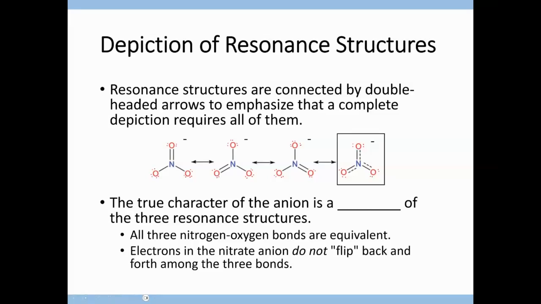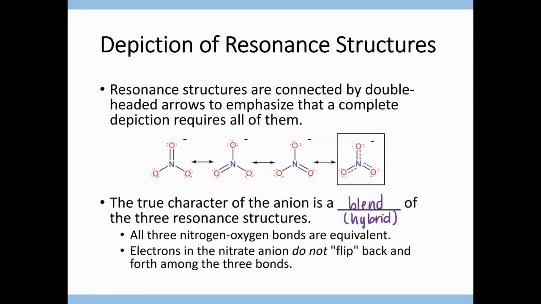The true NO3 minus ion is a hybrid of all 3 resonance structures. So in reality, NO3 minus does not ever exist as only this structure, or only this structure, or only the 3rd structure. It exists as a hybrid of all 3, where we have partial double bonds between nitrogen and all of the oxygens. The true character of the anion is a blend, or I like to use the word hybrid, they mean the same thing, of all 3 resonance structures.